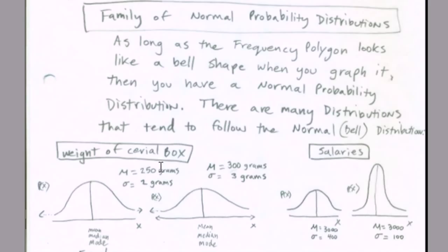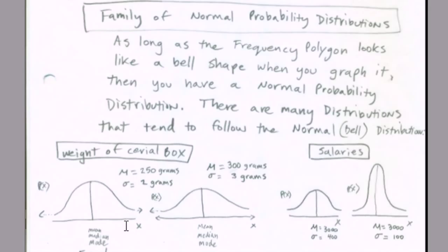So for example, cereal box weight coming off of a manufacturing filling machine or a bag of lettuce filling machine, those tend to be normal or bell-shaped. Salaries tend to be normal or bell-shaped. Sometimes test and scoring situations are bell-shaped.